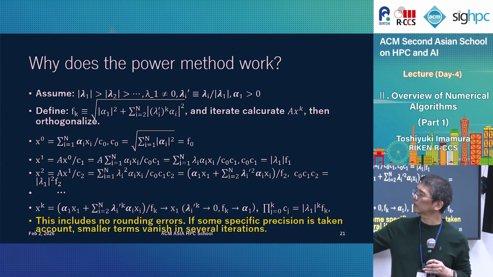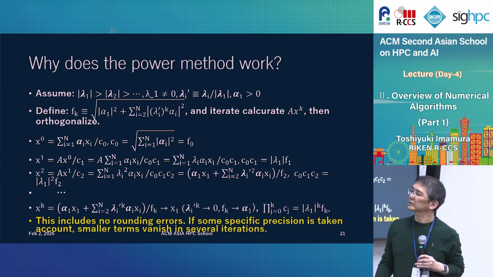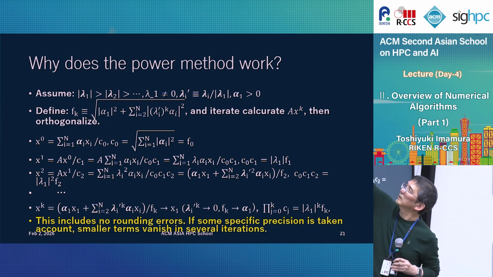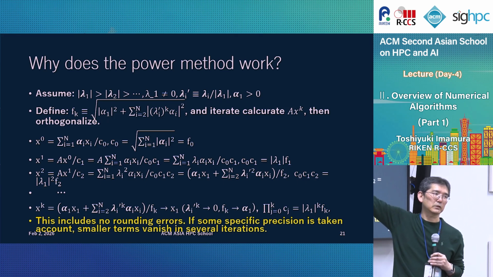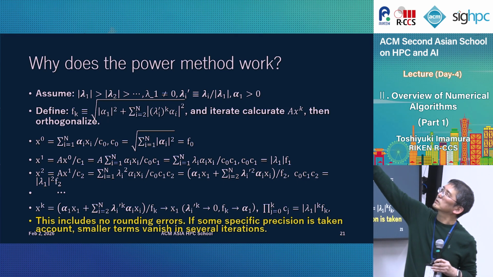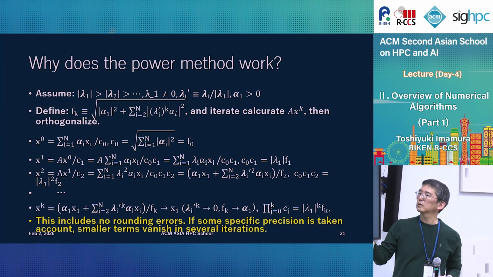Now we have the lambda dash term like this. Lambda dash is defined like this. Lambda 1 is always the largest one, so lambda I dash should be less than 1.